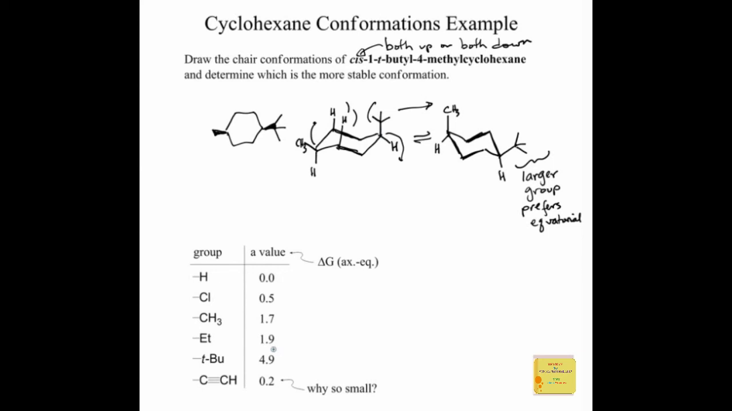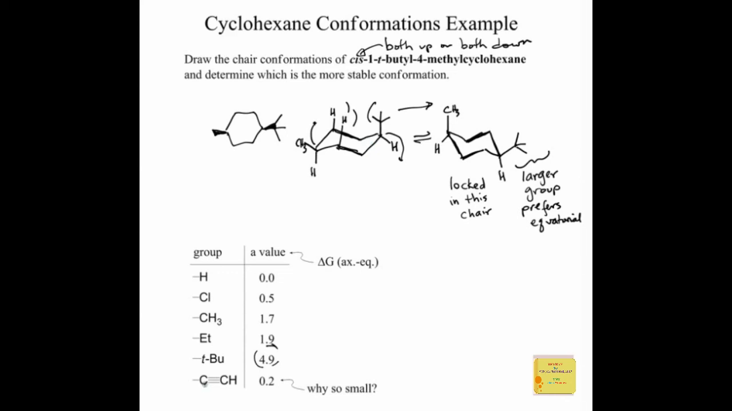But when you get to tert-butyl, look at this huge number. A tert-butyl group is so bulky that it essentially locks. We could say that this is locked in this chair. It's so difficult to flip that tert-butyl group up into the axial position. So this is a way to lock a single conformation.